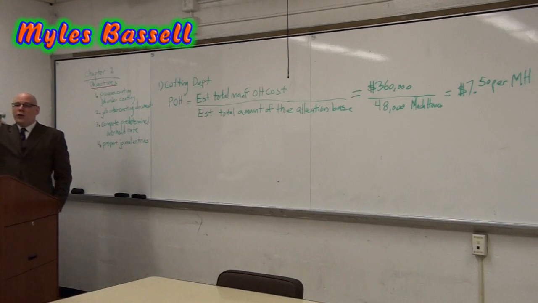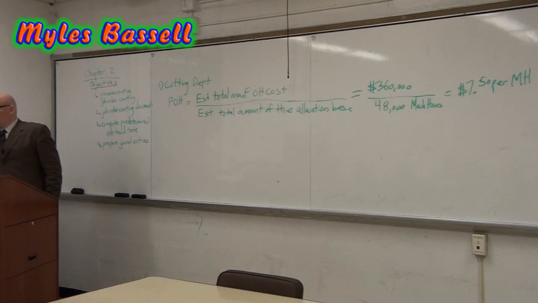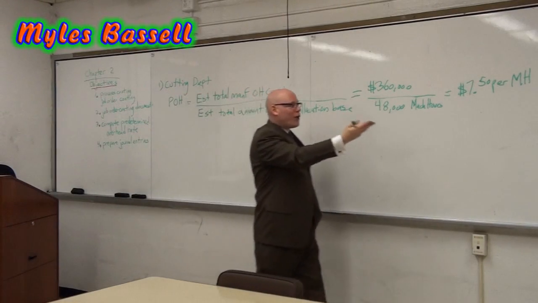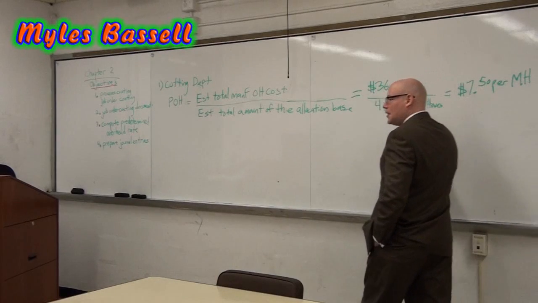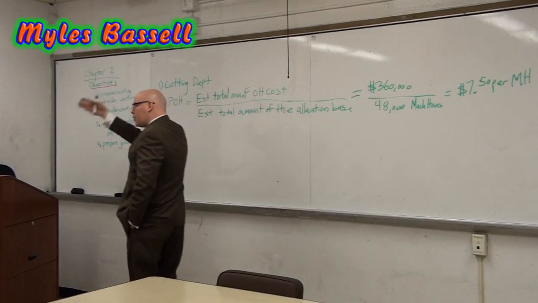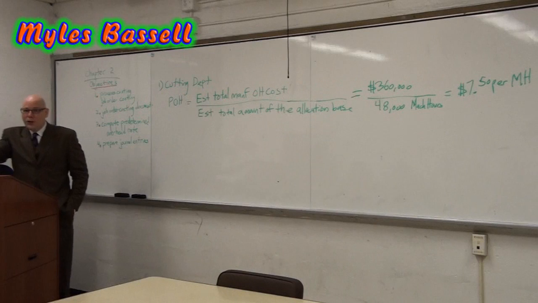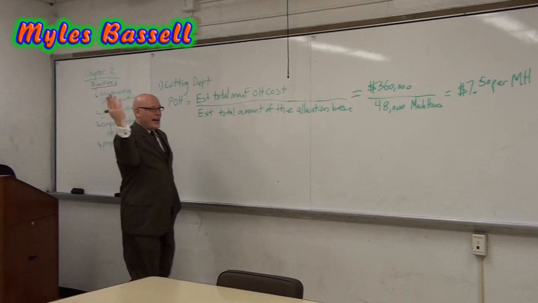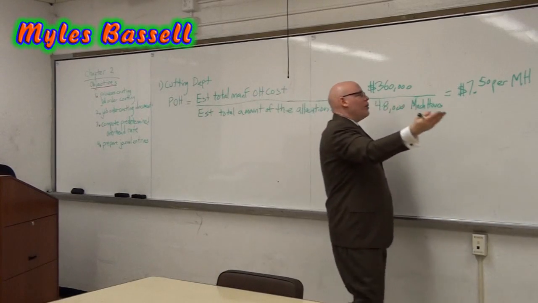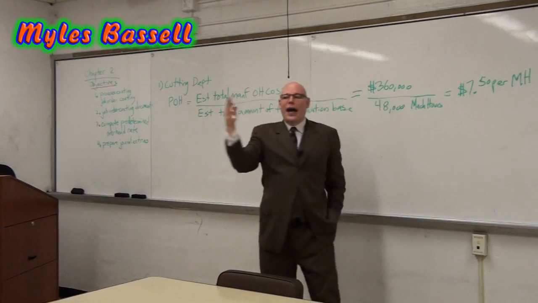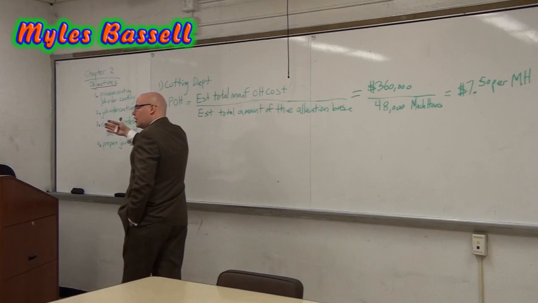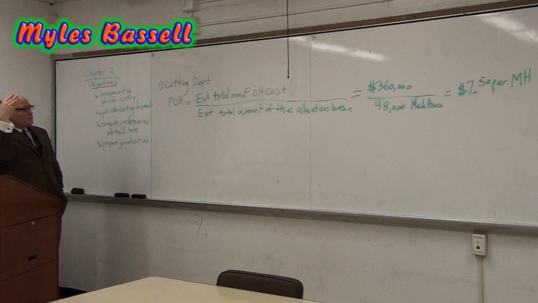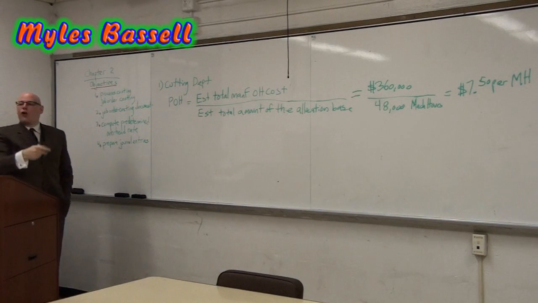So in order for us to look at those different scenarios, we have to have some predetermined overhead rate, which is what the $7.50 tells us. So then for any of those production quantities that I mentioned, whether it's 20,000 hours or 40,000 hours or 60,000 hours or 80,000 hours, we could multiply by the $7.50 per machine hour to determine what the total manufacturing overhead cost is.